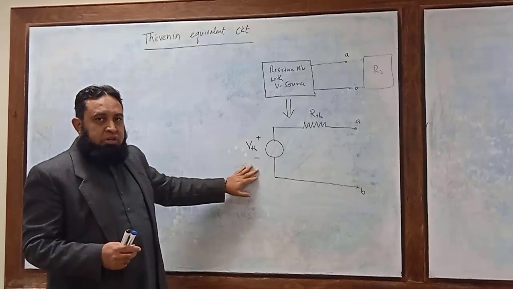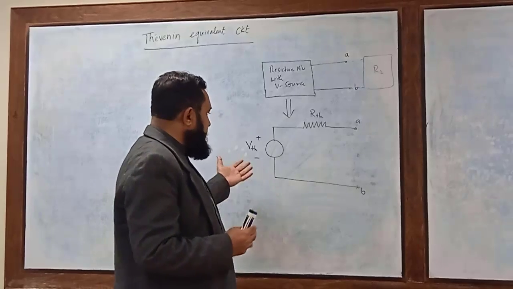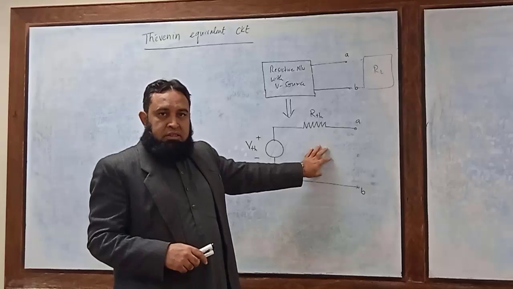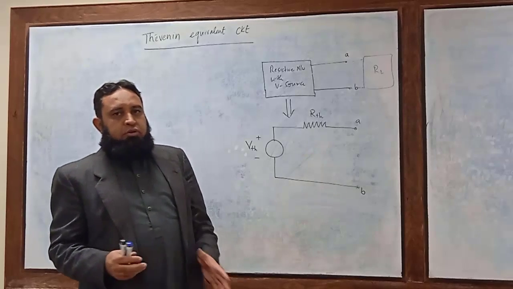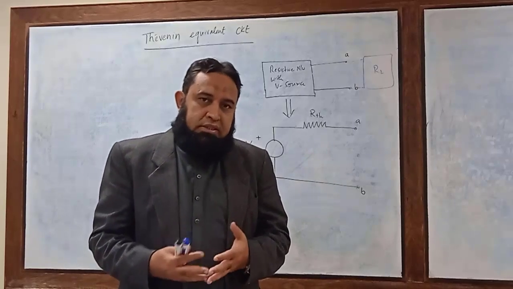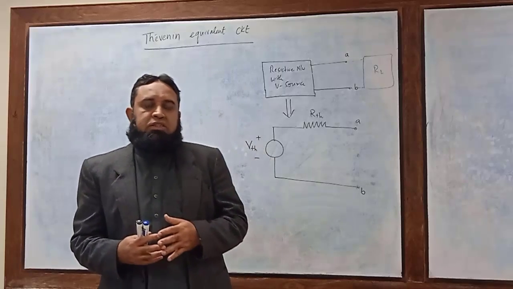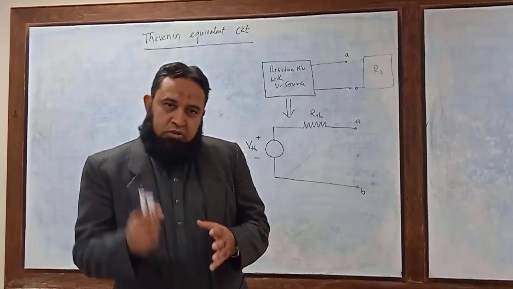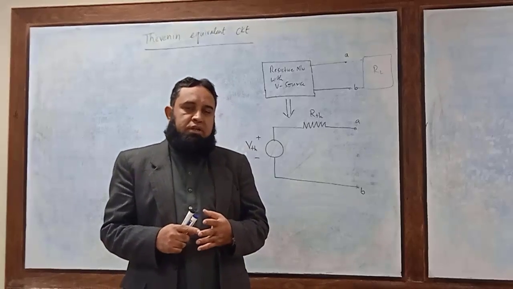Then, as step number 3, we have to make all the voltage sources short circuit and all the current sources open circuit, and compute the equivalent resistance, and that resistance would serve as the Thevenin resistance. So this is one way to compute the Thevenin resistance.